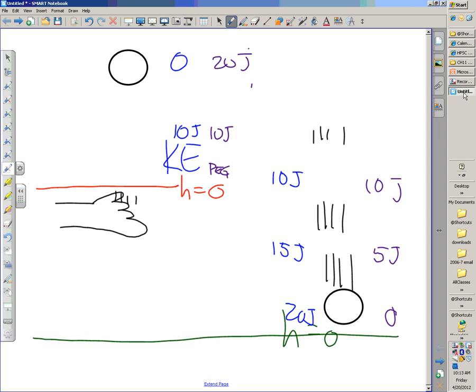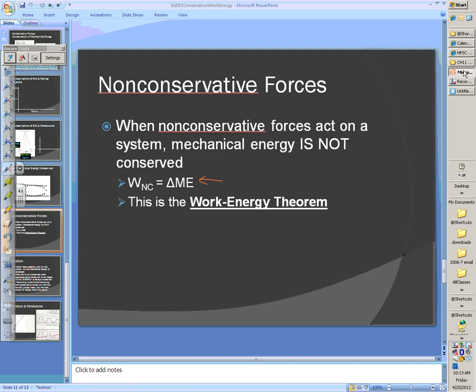My hand is a non-conservative force. How much work did I do? Well, how much kinetic energy did it end up with? Did it end up with 10 joules of kinetic energy? If it did, I did 10 joules of work. We refer to that idea as the work-energy theorem. How much work you do equals the change in energy. Okay? Are we okay with that? All right. For now, that's fine.